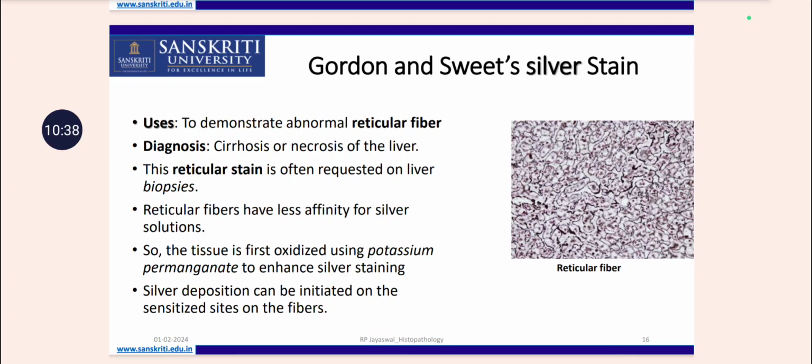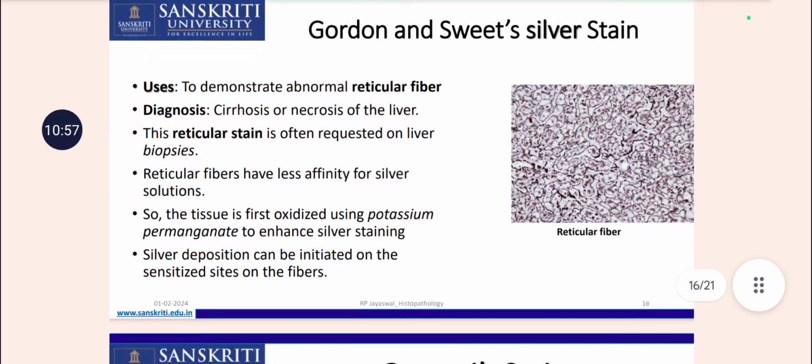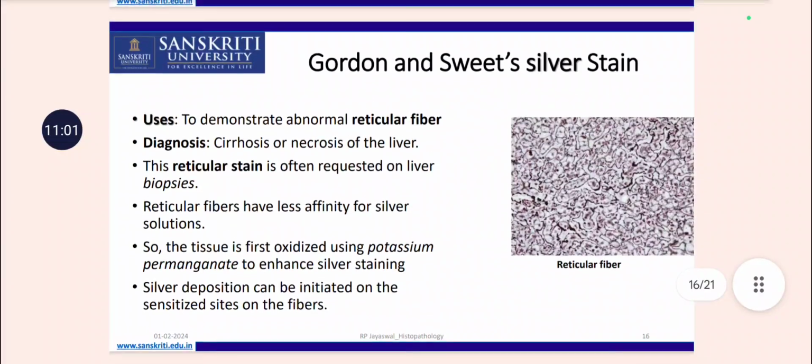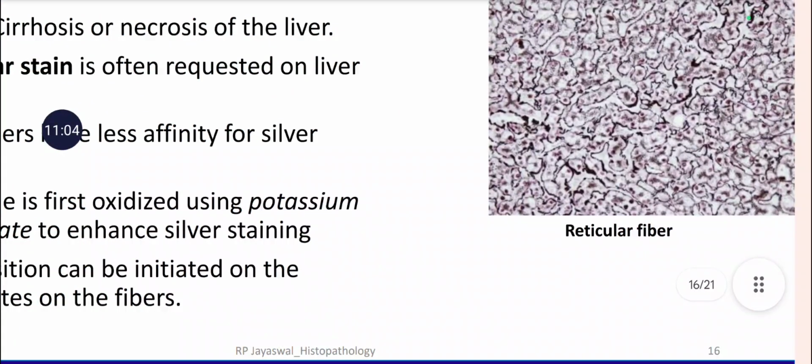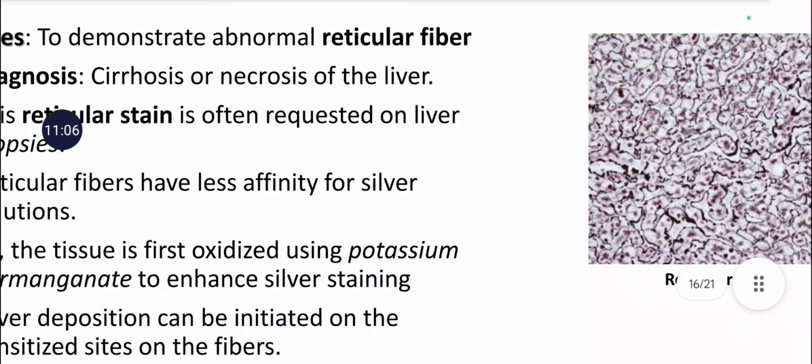This reticular stain is often used on liver biopsies, and the reticular fiber has less affinity for silver solution, so the tissue is first oxidized using potassium permanganate, which helps enhance the staining with the silver stain. Silver deposit can be initiated on the sensitized side of the fiber. So here reticular fibers are visible in this slide.